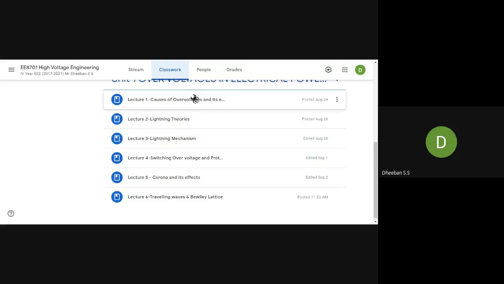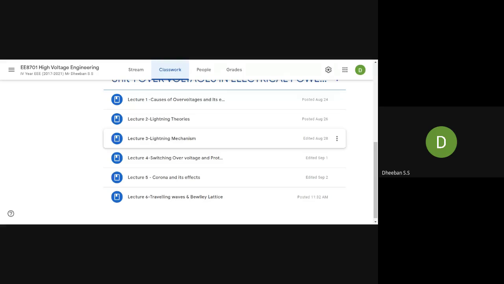Next, in that there will be two causes, internal and external. Okay. In that external, the main thing is lightning. So we started with the lightning theories. Then the lightning mechanism we have discussed. Next we switched over to the internal cause, which is nothing but your switching over voltage.